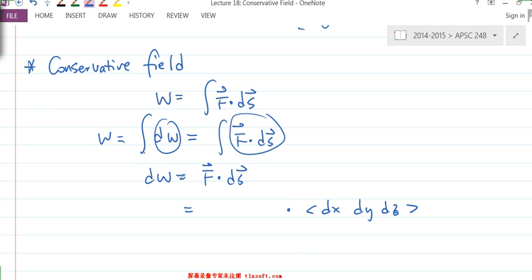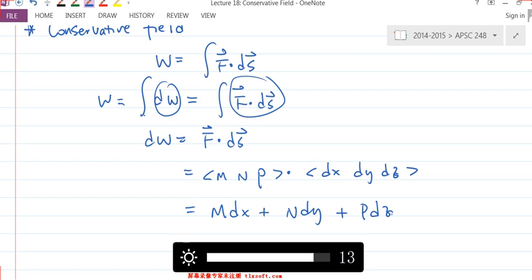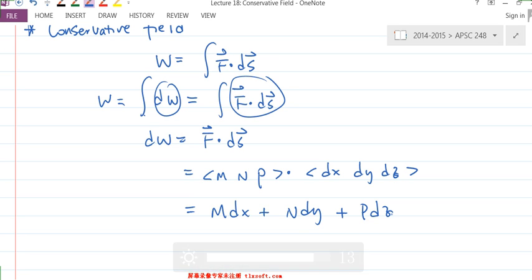So ds is dx, dy, dz, the vector. And F is a vector field. Suppose it is given, so it has three components, M, N, P. So dw equals F dot this. What does that equal to? Expanding it out, it equals M dx plus N dy plus P dz. Is that okay, right?